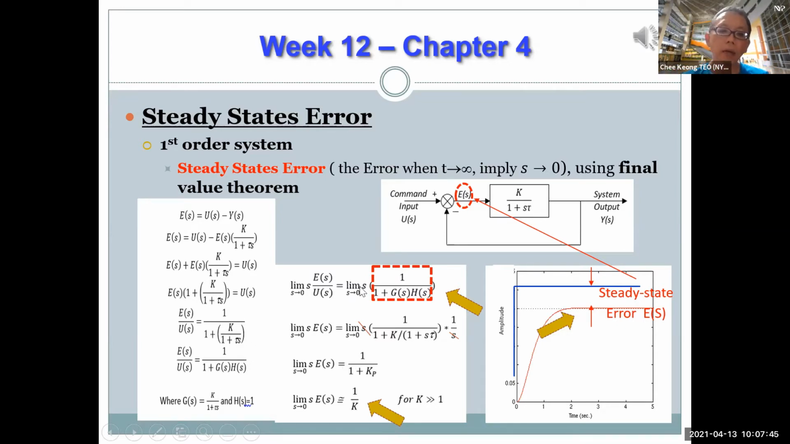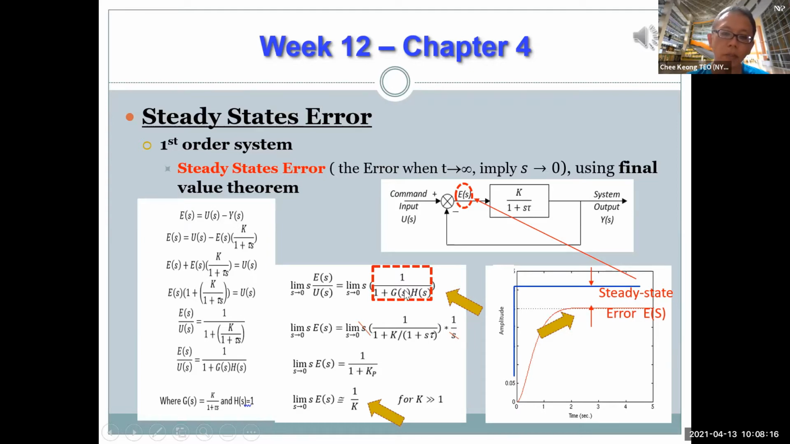Now, again, using the same final value theorem that we used in the previous slide, we put the steady state error as the limit of s as s approaches 0 of s multiplied by the error function. The error function is given by 1 over 1 plus GH, right? Of course, we bring the input U of s to the right hand side and it cancels with the s, so basically very straightforward.